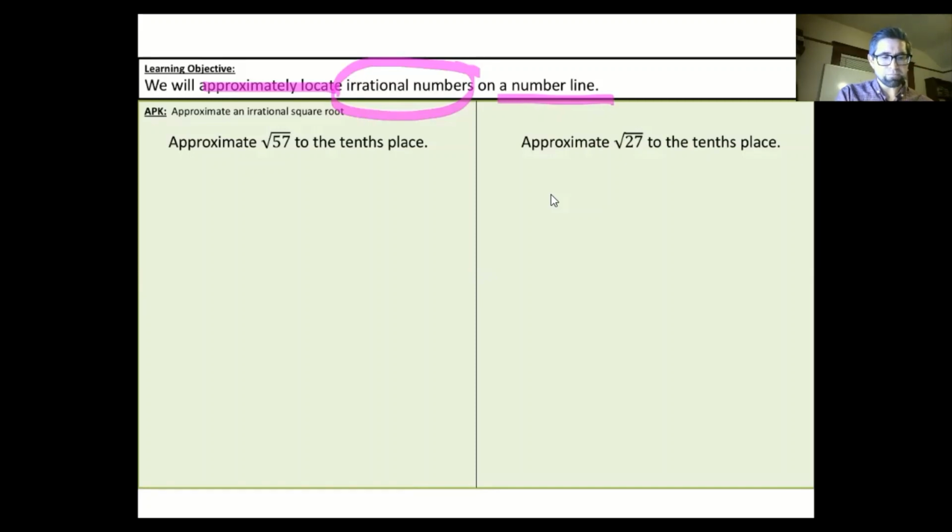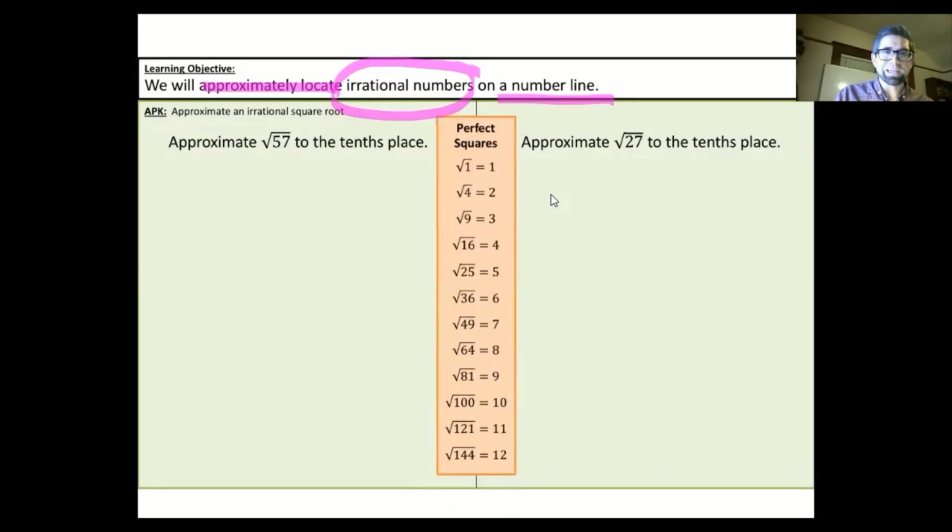So let's begin by finding out what is the approximation of the square root of 57 to the nearest tenth. So to begin with, I see that the square root of 57 is going to be in between the square root of 49 and the square root of 64. So that's where I'm going to begin on my approximation. The reason why we need to know that is because we know the square root of 49 is 7, and we know the square root of 64 is 8.